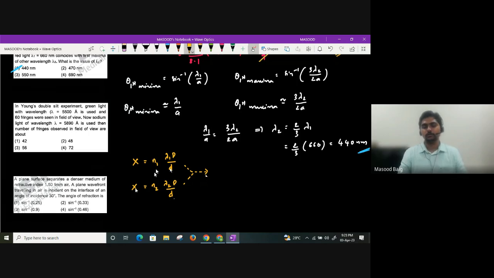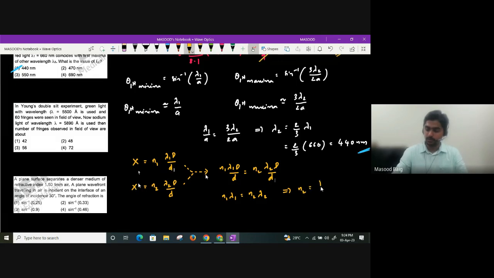So that x value will be n1 into lambda 1 capital D by small d. In the same manner, if I use the second wavelength, n2 fringes are formed. So number of fringes into each fringe width will again be equal to x. So from this I can write n1 lambda 1 capital D by small d should be equal to n2 lambda 2 capital D by small d. So what we can write, beta? N1 lambda 1 will be equal to n2 lambda 2. They're asking us to find the value of n2, which I can write as lambda 1 by lambda 2 into n1.